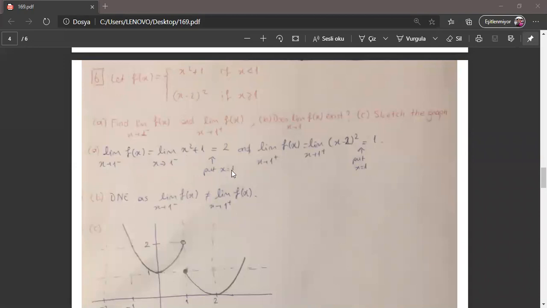Now, what do we have? We put x equals to 1 and get 2. For this one, we have the values of x which are greater than 1, right? Because we're approaching 1 from the right. That's why the values of x here are greater than 1. So f is defined on that interval by this equation. So we get this, and we put x equals to 1 and get 1.